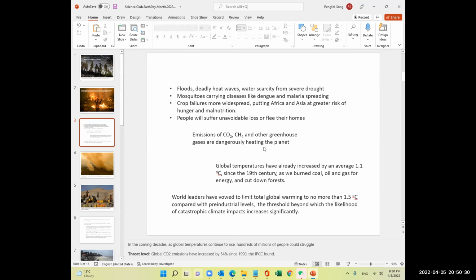The currents are not flowing in their usual pattern, and we get floods. We have deadly heat waves. A lot of people die because of heat, like homeless people in the US, for example. And in other countries, it could be that people just cannot afford to buy air conditioners, so they probably don't even have air conditioners there. Water scarcity, severe drought.